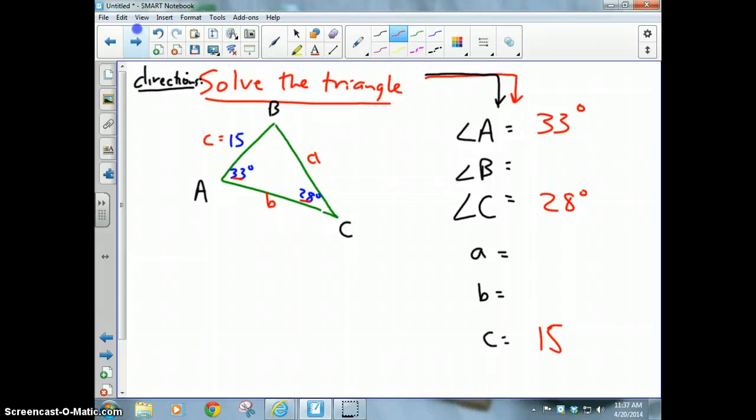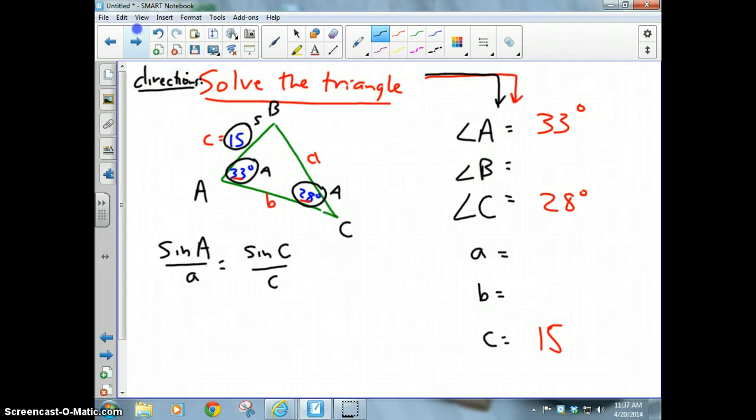Now, let's talk about finding the other sides. What information do I have? I have an angle and a side. So from the prior slide, I can use the law of sines. When you see the law of sines, which says sine of angle A over little a equals sine of angle C over little c, they're talking about the opposite sides.